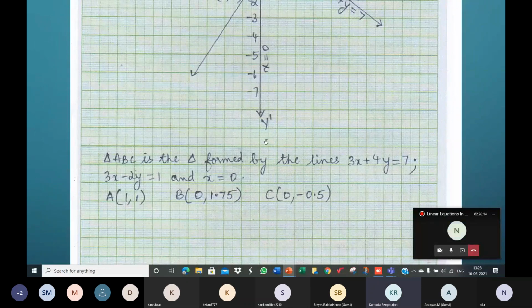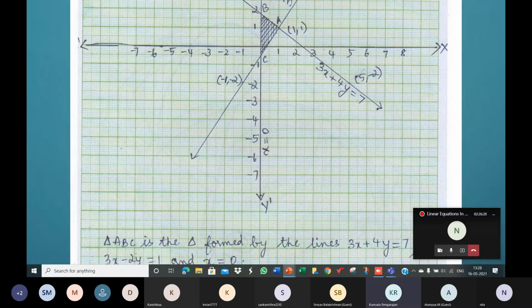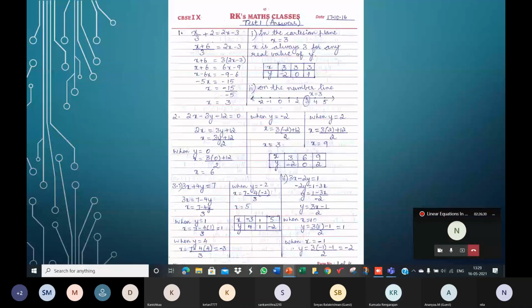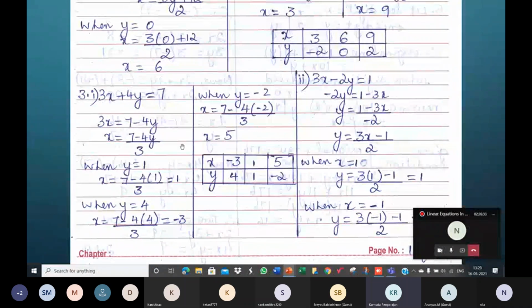So you understood how to write one in terms of the other, x in terms of y or y in terms of x. That's one thing. And then what is the other important thing? When you write x in terms of y, you should give different values for y only, and find the corresponding values of x. Here you must give different values for x and find the corresponding values of y. So like this, you will prepare two tables, plot the points and get the lines.